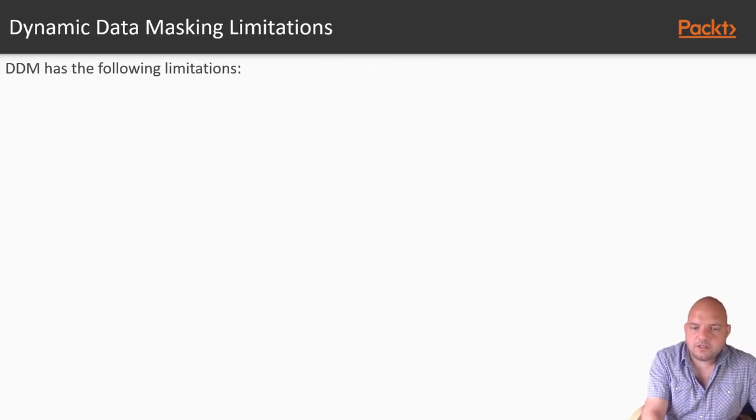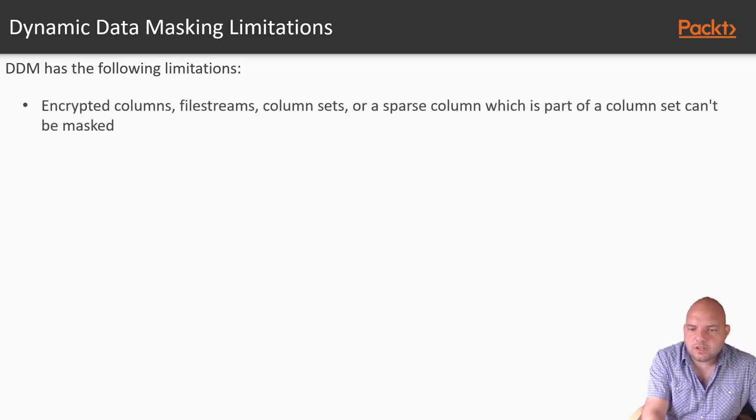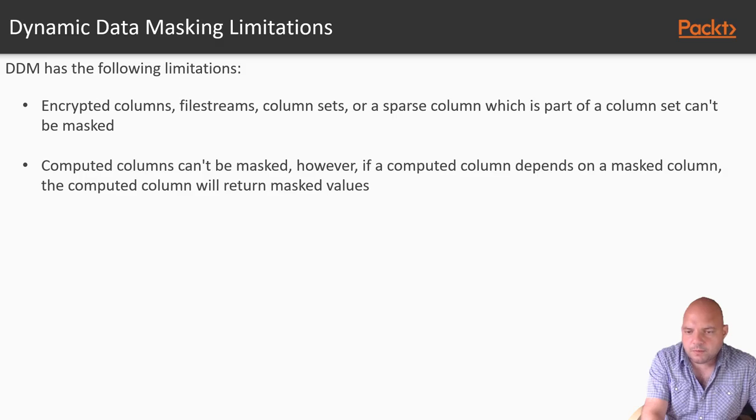Now, there are some limitations to dynamic data masking. Encrypted columns, file streams, column sets, or a sparse column which is part of a column set cannot be masked. Computed columns can't be masked. However, if the computed column depends on a masked column, the computed column will return masked values.